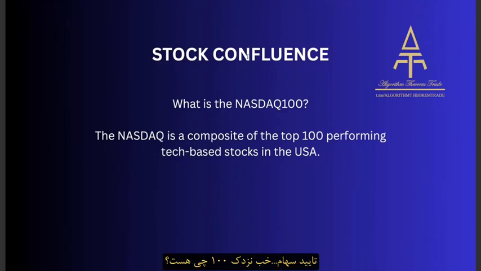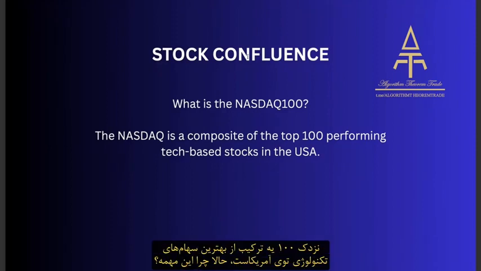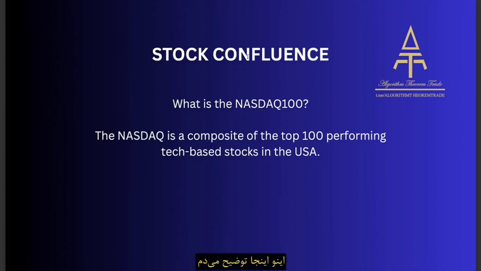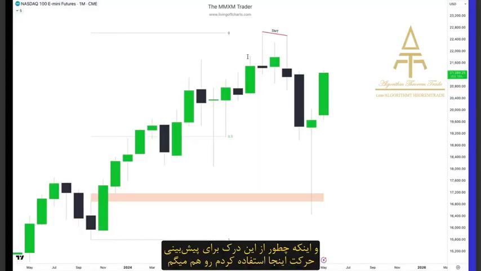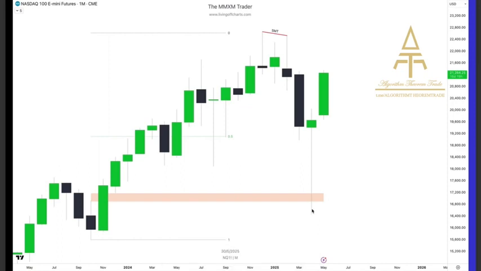So what is the NASDAQ 100? The NASDAQ 100 is a composite of the top 100 performing tech-based stocks in the US. And why this is important, I'll explain right here, and how I use that understanding to call the move here, right? So we'll start off with a bearish example here.